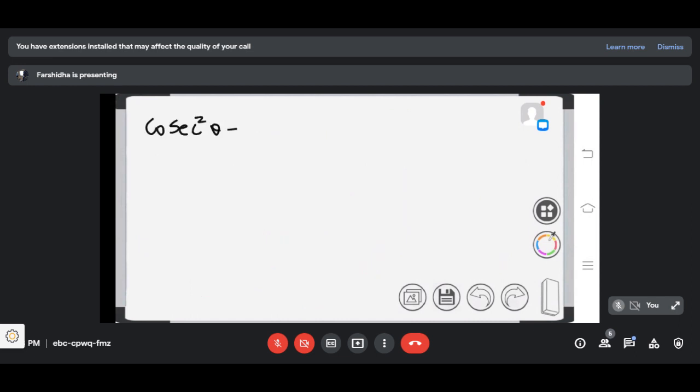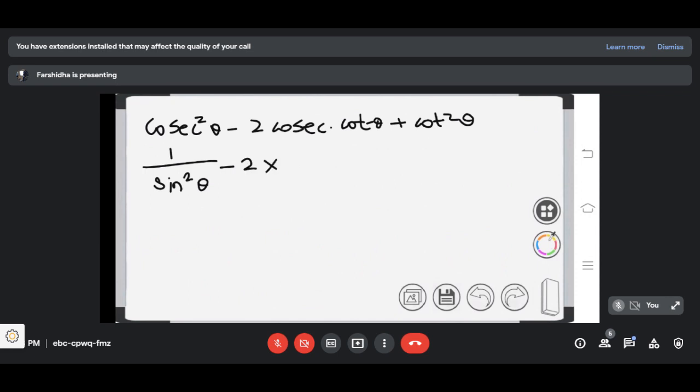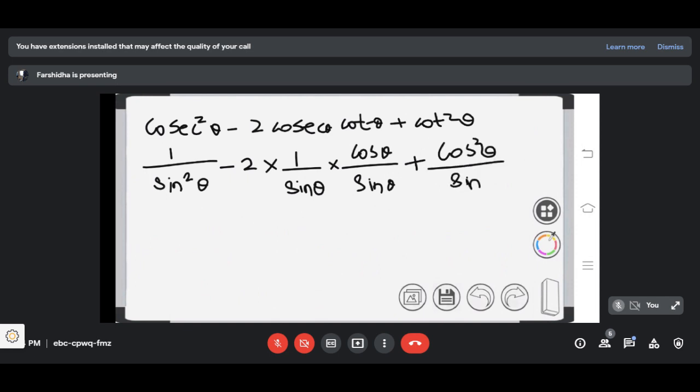So we got cosec square theta minus 2 cosec theta into cot theta plus cot square theta, and we'll replace all. So cosec square theta I'm writing as 1 by sine square theta, minus 2 into cosec theta, which I'm going to write as 1 by sine theta, into cot theta, which I'm replacing as cos theta divided by sine theta, plus cot square theta, which I'm replacing as cos square theta divided by sine square theta.